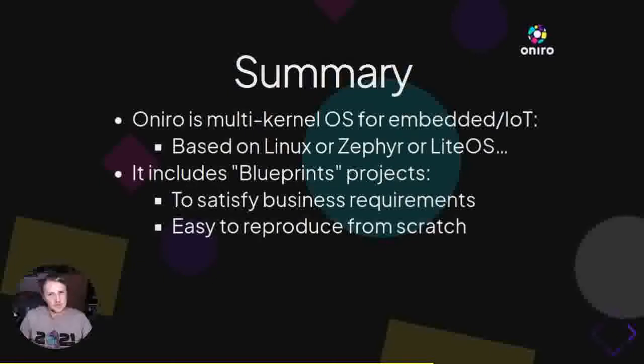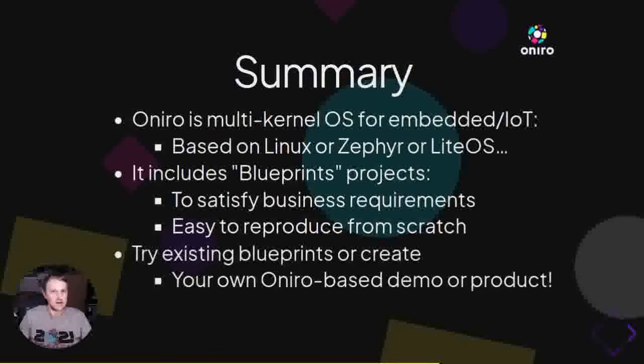They want to satisfy a business requirement, and if there is a specific feature that can be shared among different use cases, of course it can be relevant to propose it to land inside the core OS like a service. Those blueprint projects are easy to reproduce from scratch. You can try an existing one or get inspiration from it, and then you have a base to create a product which is Oniro based in the end.